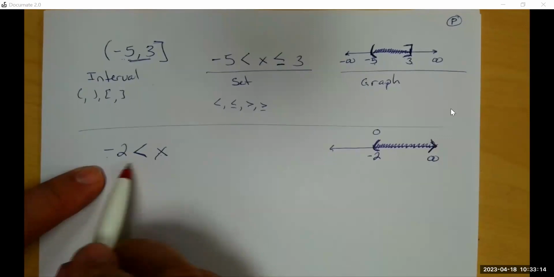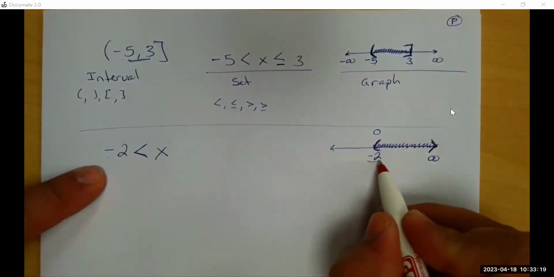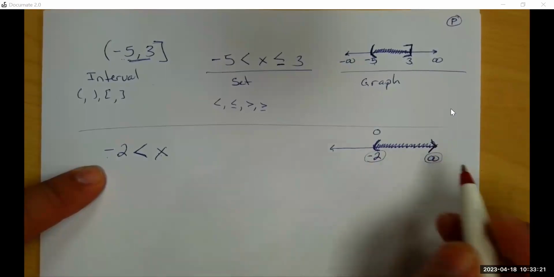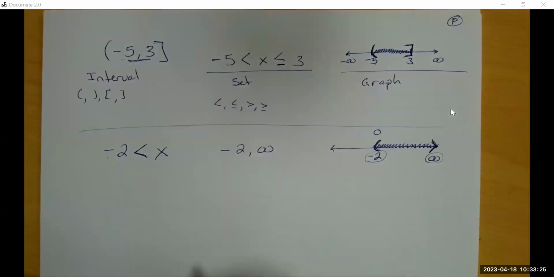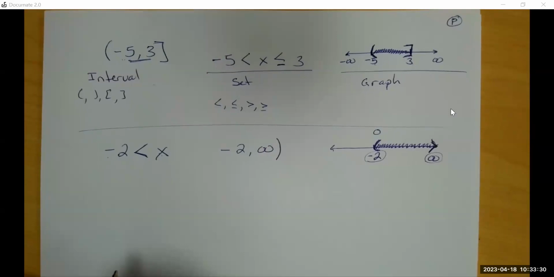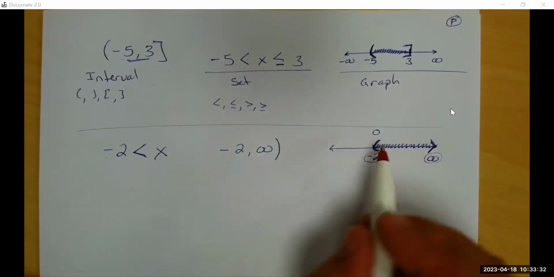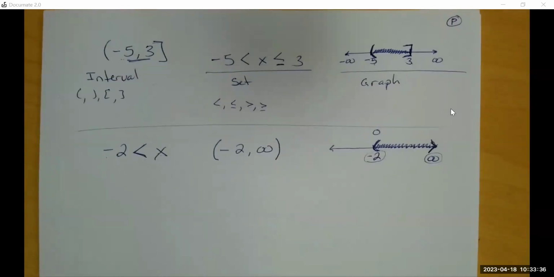This is in set notation already, so I have to put it in interval notation. The interval notation always needs a beginning and an end. -2, infinity. Infinity is always a parenthesis. You can never get to it. And since we can't use -2, we put a parenthesis around it. Pretty easy.